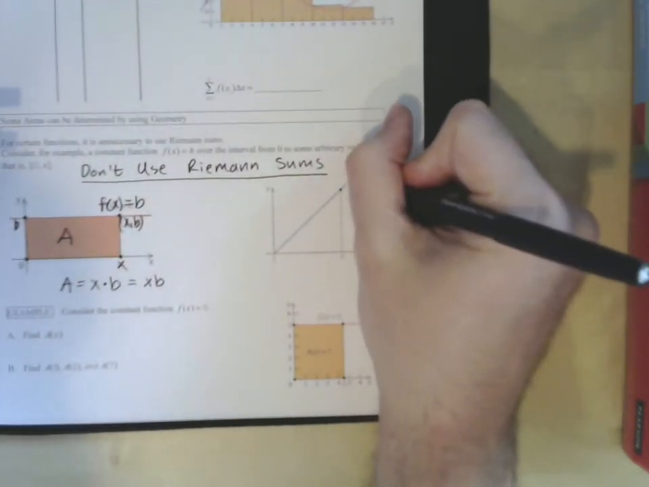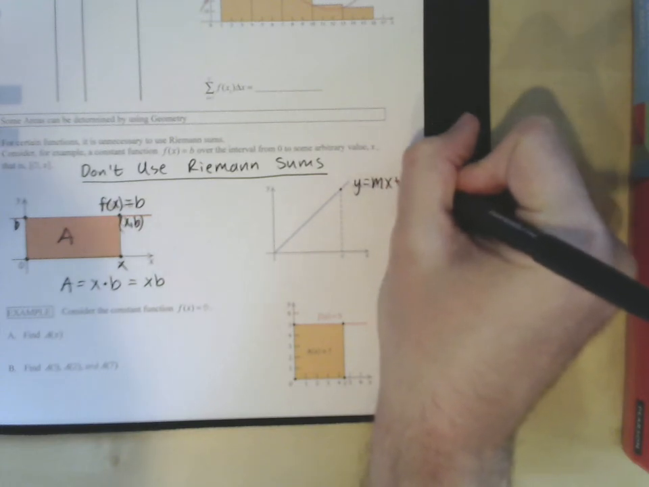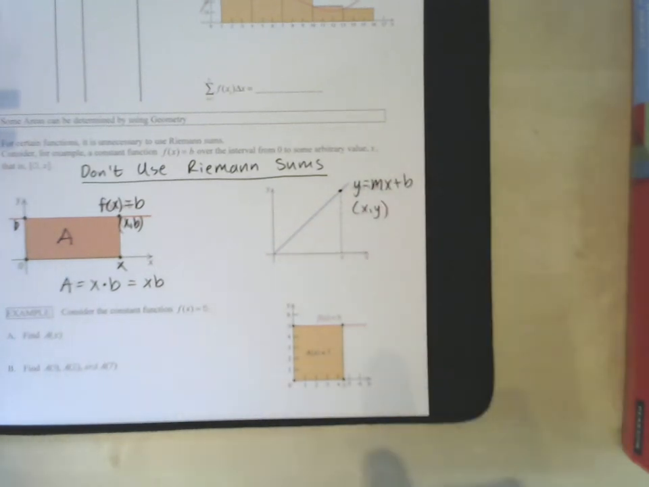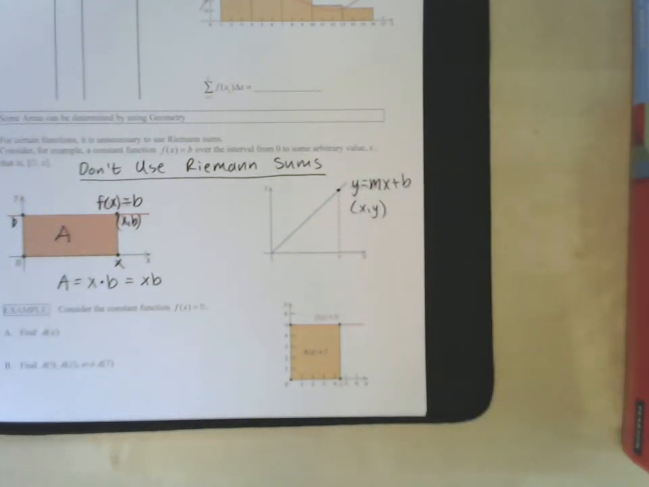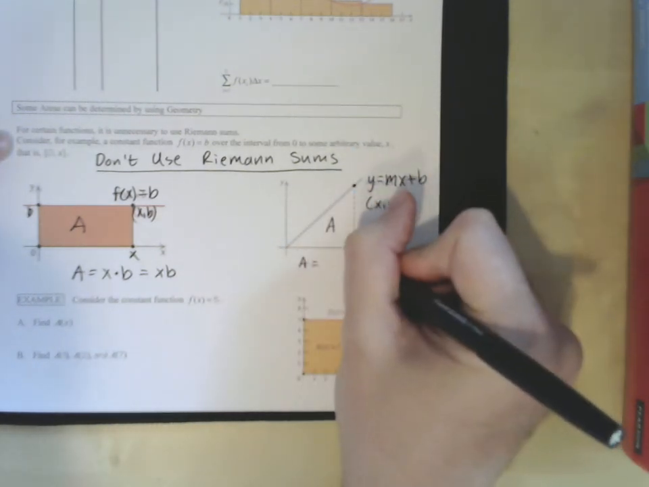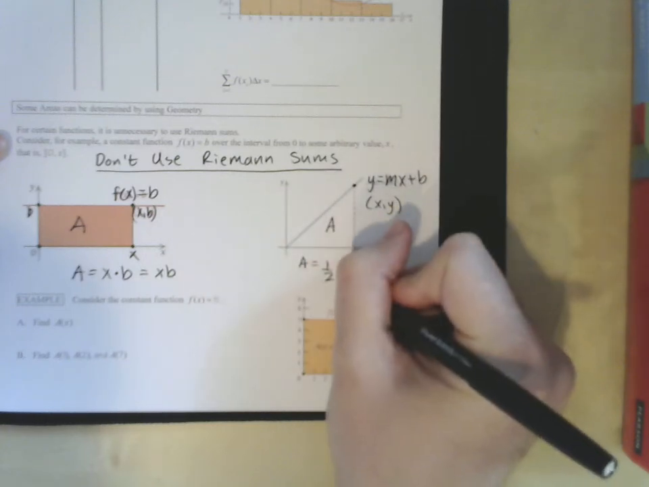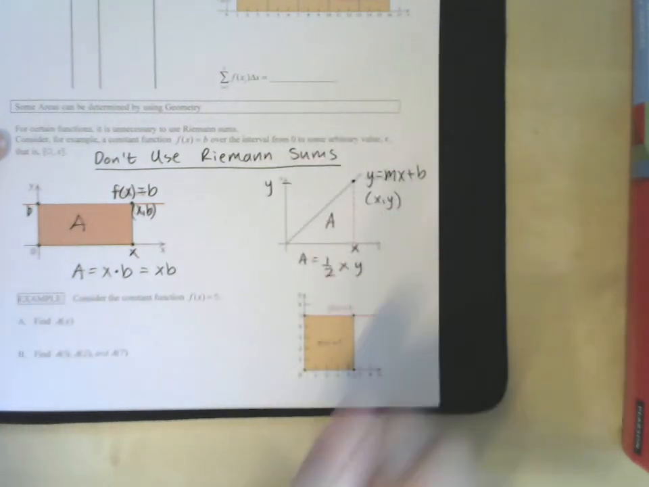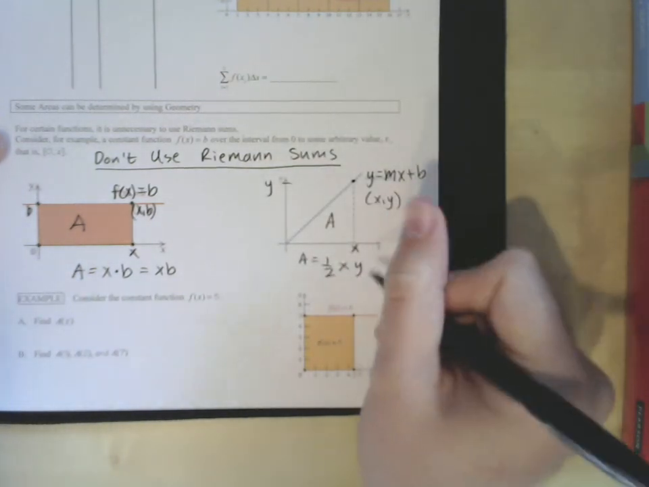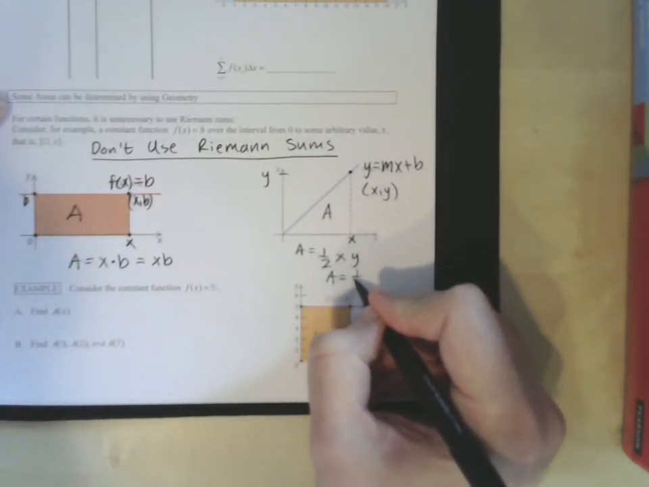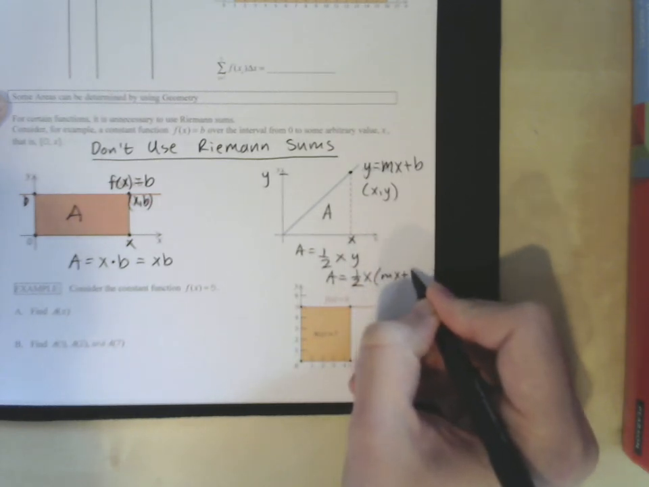Same thing for y equals mx plus b. This point here would be the point x comma y. This is a triangle. All linear functions are triangles. We don't need to use a Riemann sum. We can get the exact area. Area is 1/2 base times height. The base is x. The height is y, because that would be the y point right there. And our y, we know, is mx plus b. So this is 1/2 x times mx plus b.